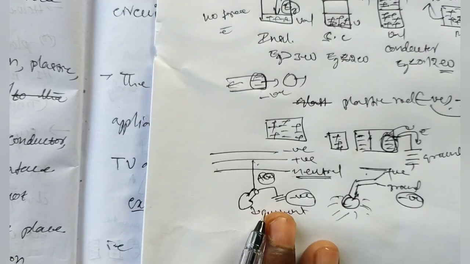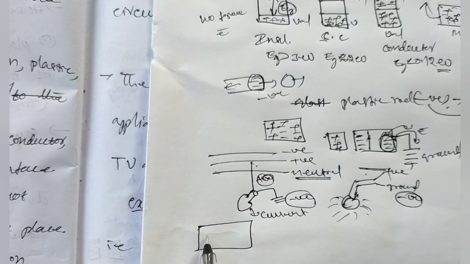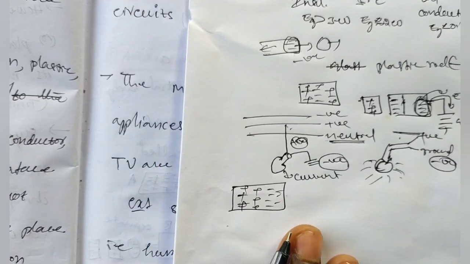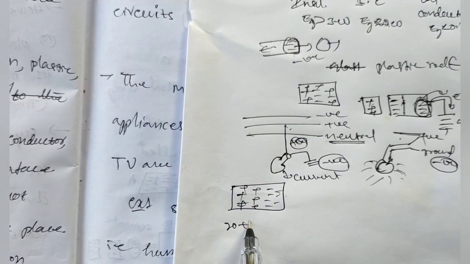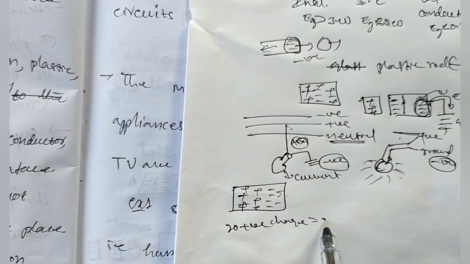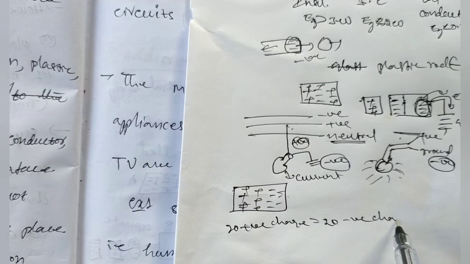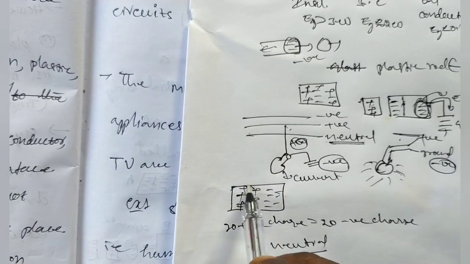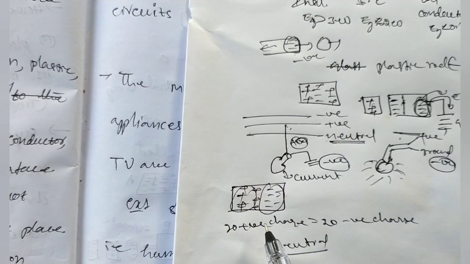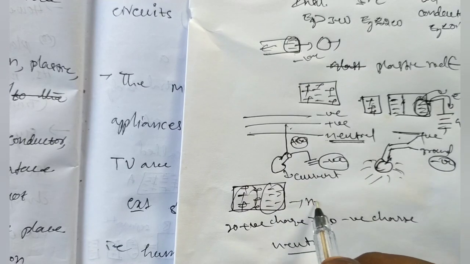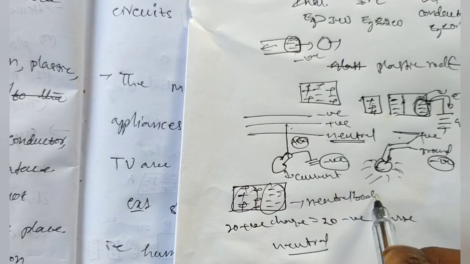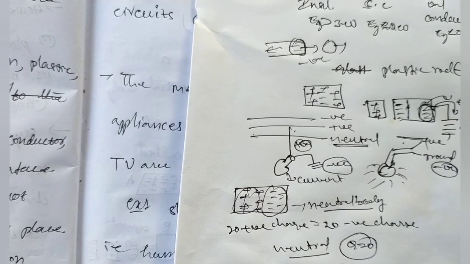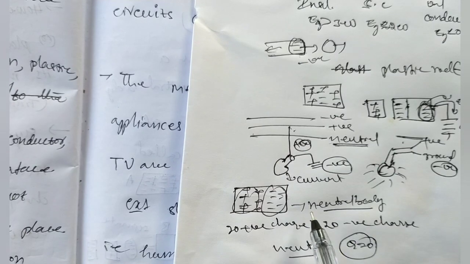Neutral is when a conductor has a number of positive charge carriers and an equal number of negative charge carriers. Suppose 20 positive charge carriers equal 20 negative charge carriers, that is neutral. Neutral means the number of positive charge carriers equals the number of negative charge carriers. That is called a neutral body, meaning the net charge is equal to 0.